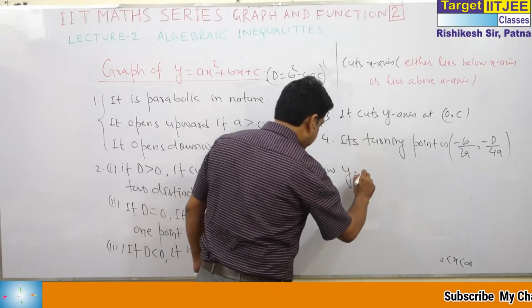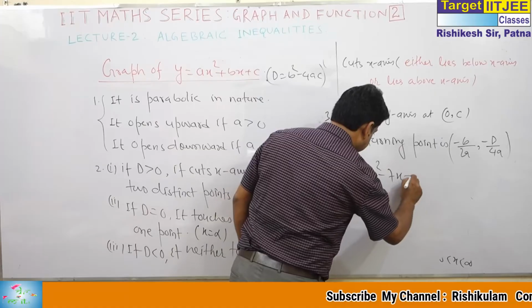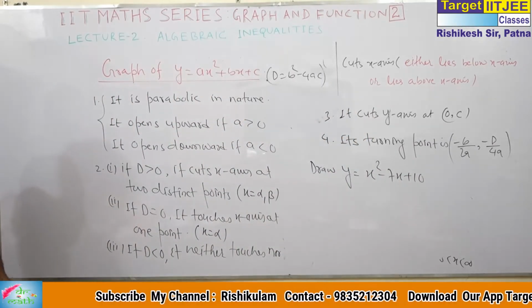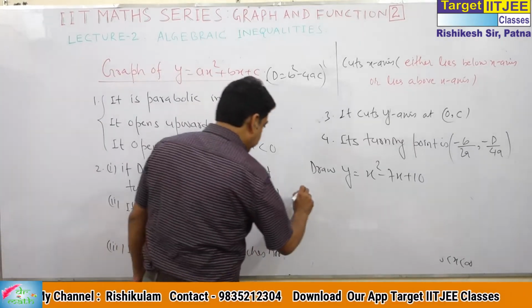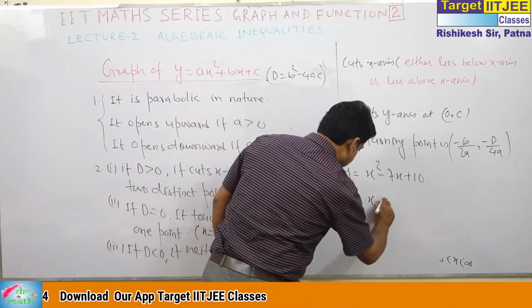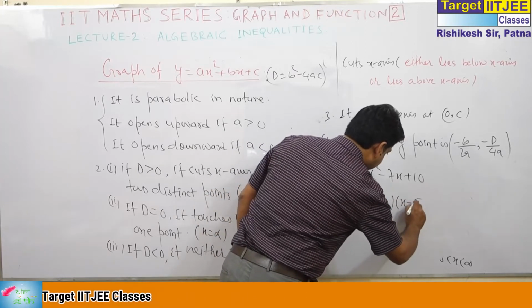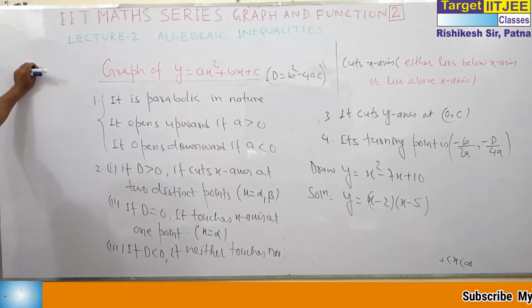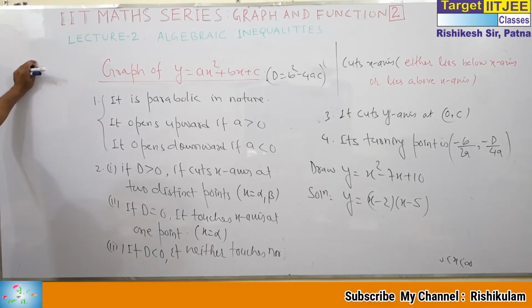y is equal to x square minus 7x plus 10. Or we can also write it as y is equal to x minus 2 into x minus 5.